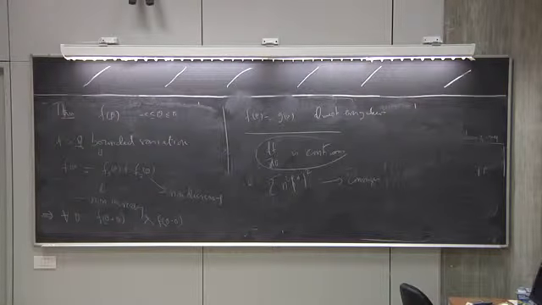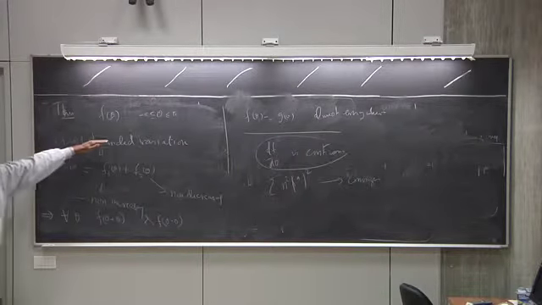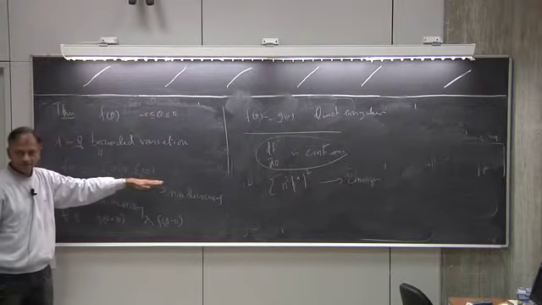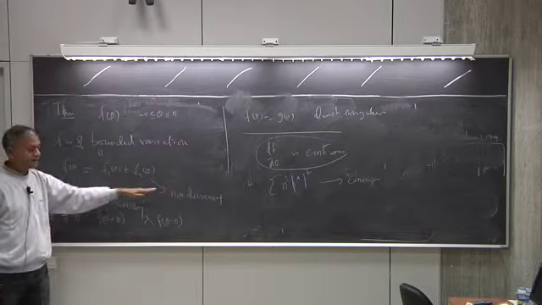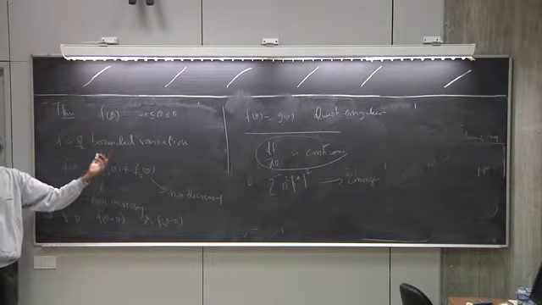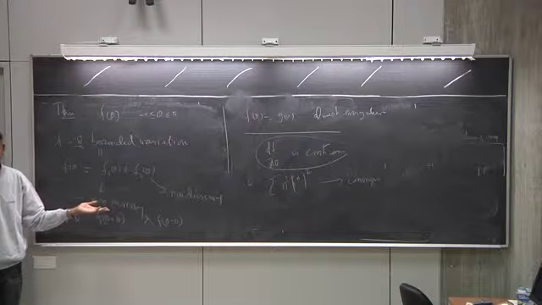One of them is non-increasing, the other is non-decreasing. No, this is the definition of bounded variation. I'm saying this is the definition of bounded variation. If I can express f as a sum of two functions, where one of them is non-increasing, the other is non-decreasing, then I say that this function f is of bounded variation. This is a definition.